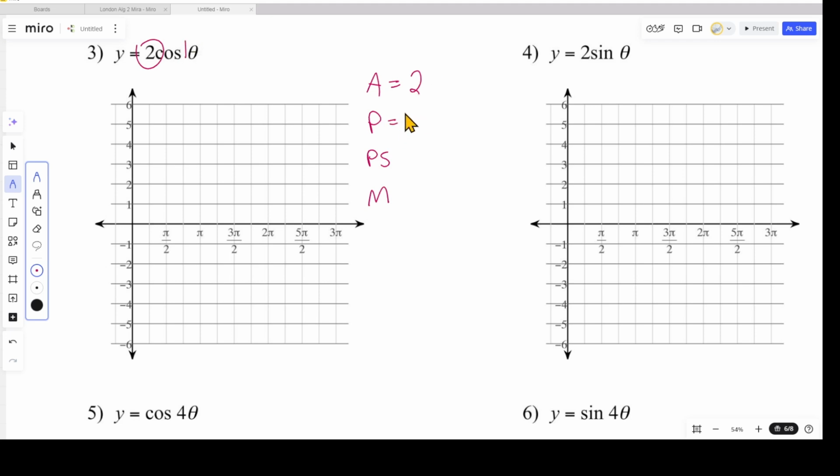B is still 1, so the period is 2 pi over b, or just 2 pi. My quarter period is that divided by 4, pi over 2. Phase shift. I think this whole worksheet doesn't have any phase shifts. Those are more difficult, so if we do see them, I'd expect it to be the later problems. But I'll keep filling it in. Phase shift 0, midline also 0.